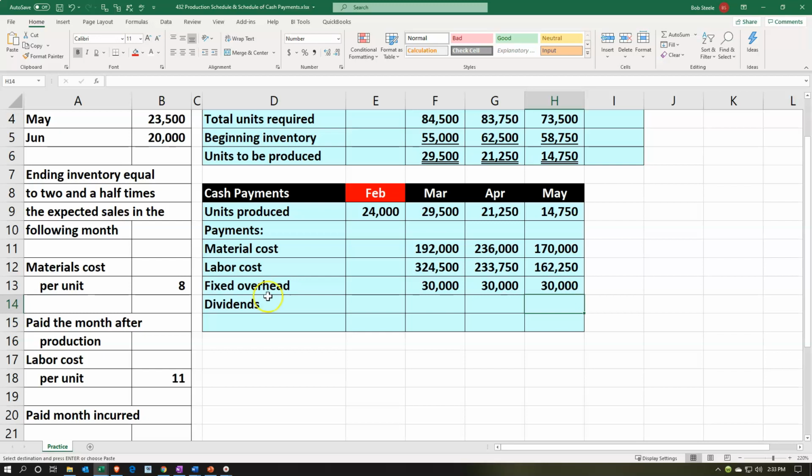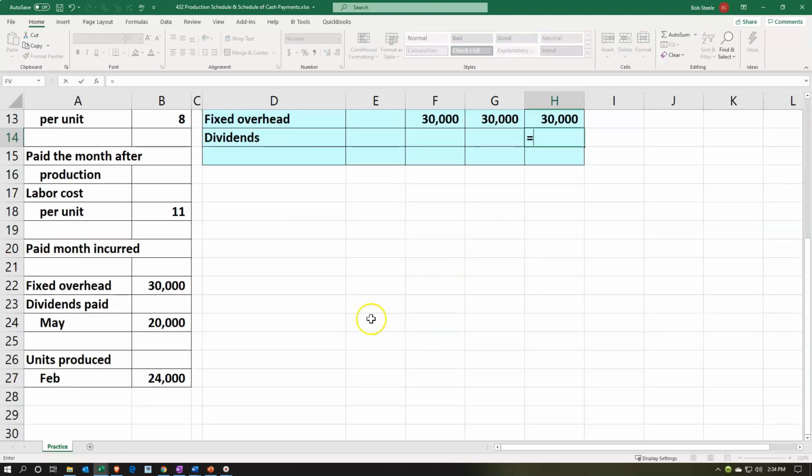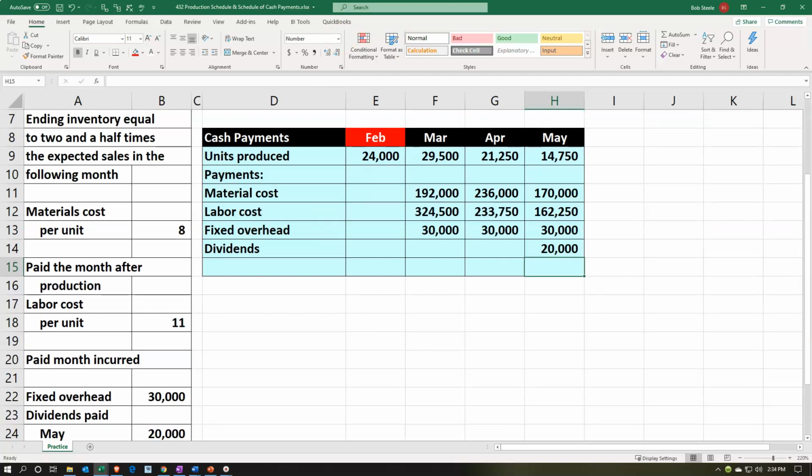Now, this is something that most likely won't happen on a standardized basis every month, but will happen periodically. So we're going to process this when they say it's going to happen, which is May, and it's going to be the 20,000. And that's going to be it. So that's going to be our payment flow schedule.